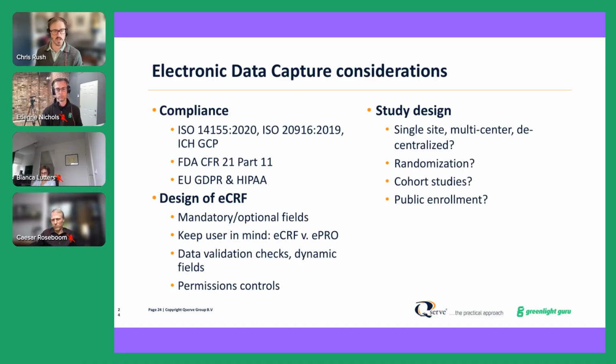You don't have 7 or 8 specific sites. Maybe it's a national study, that sort of thing. Can the system reflect the needs of that study design in that electronic software tool? Randomization, again, may or may not apply for your studies. That needs to be built in there. Can the system handle the randomization requirements of your study?